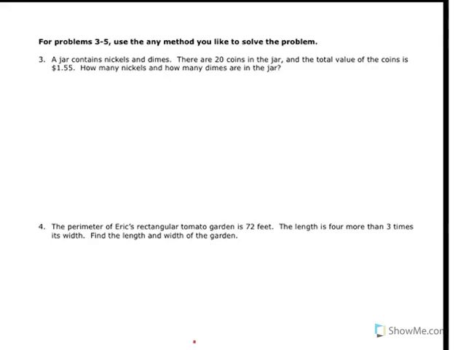Okay, on question number 3, we're going to have to set up the equations first and then try and figure out which method would be best. So let's look. A jar contains nickels and dimes. There's 20 coins in the jar, and the total value of the coins is $1.55. How many nickels and how many dimes are in the jar? So remember, your question is going to help you do your let statement. So we're trying to find out how many nickels and dimes.